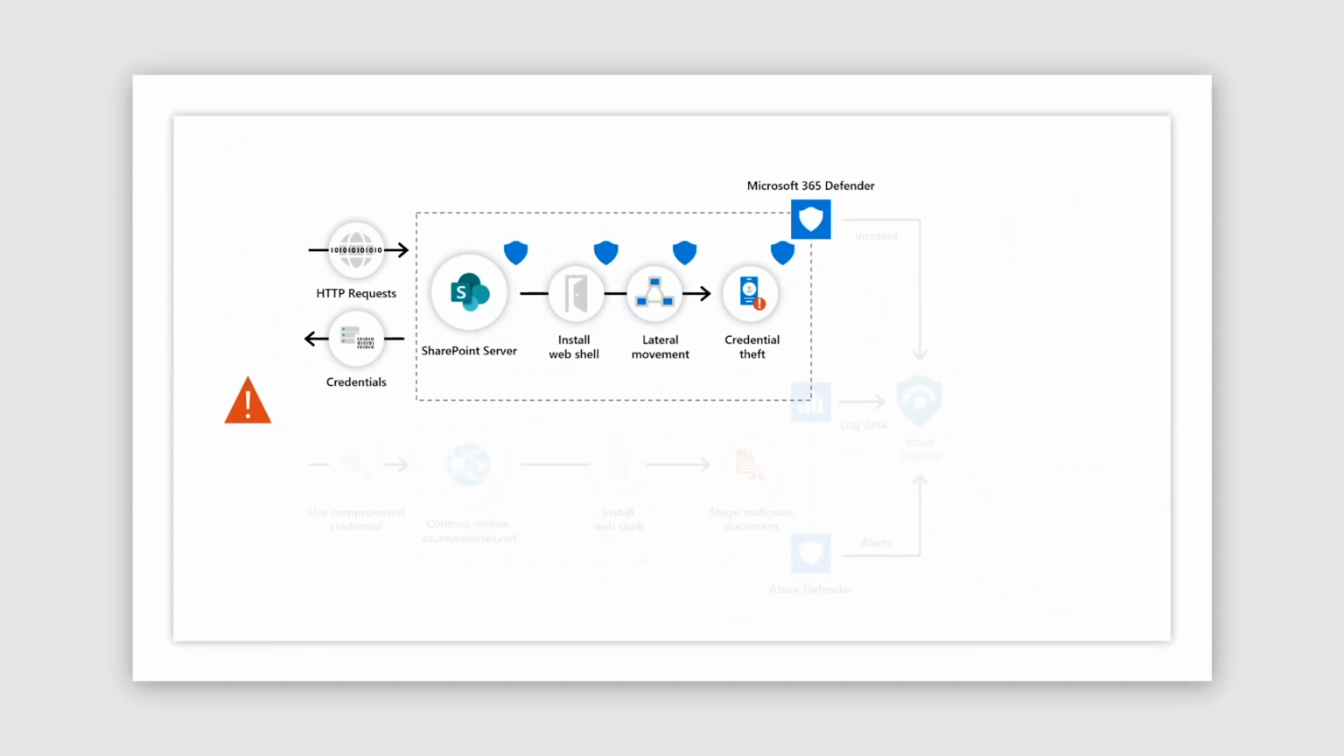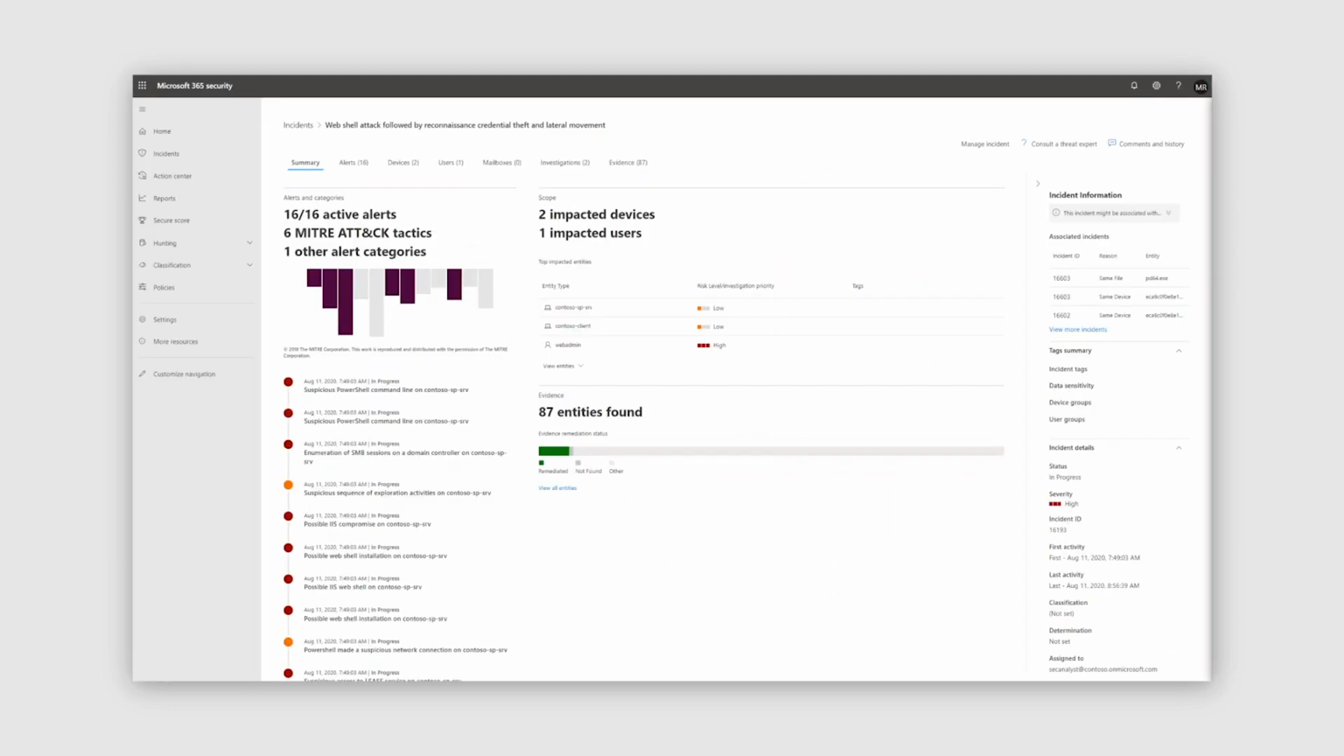First, we will show the incident generated by the SharePoint compromise in Microsoft 365 Defender. Here we can see the overview page of the incident that has been given the name Web Shell Attack, followed by reconnaissance, credential theft, and lateral movement. Incident names in Microsoft 365 Defender can be automatically generated based upon the types of activities conducted in the attack.